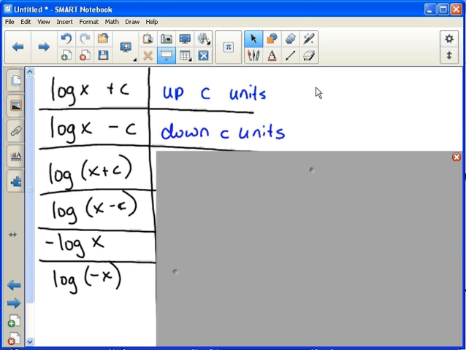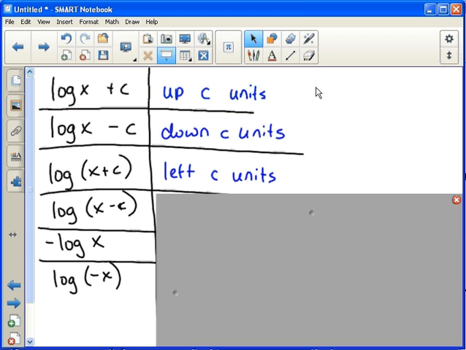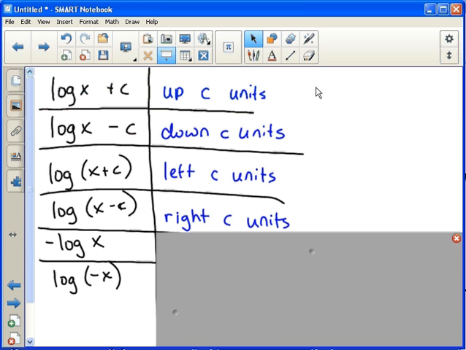So if you look at the next two, log of x plus c and log of x minus c, here the c's are only affecting the x, and x is horizontal. X is left and right. So x plus c, like before, it probably seems backwards, is going to be left c units, and minus c will be right c units. So hopefully you're seeing the pattern and the similarity with what we had with the exponentials. If you add or subtract to the whole thing, it's vertical. If you add or subtract from just the x, it's horizontal, left and right.